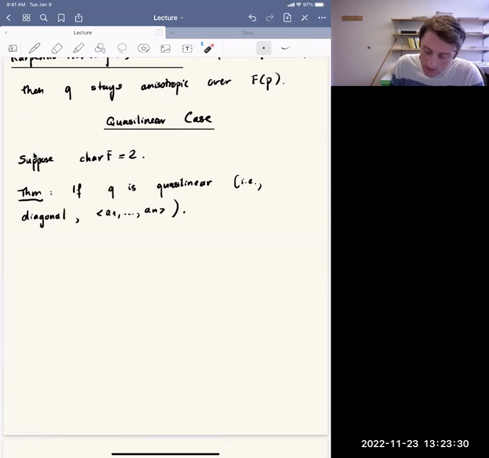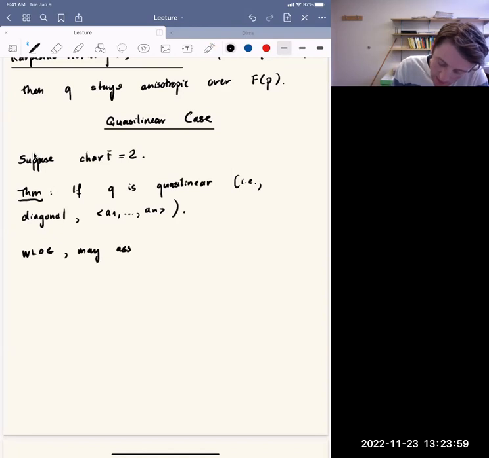If the form P is not also quasi-linear, then Q can't become isotropic over the function field of P. If P is not quasi-linear, then the quadric of P is a generically smooth variety, and there's no way to write down a map from a smooth variety to a variety which has no smooth points. So to prove this theorem, we can also assume, without loss of generality, that the form P is a quasi-linear form as well.